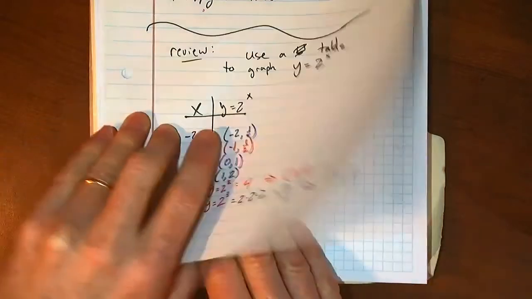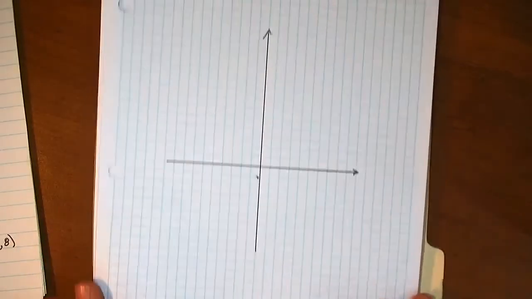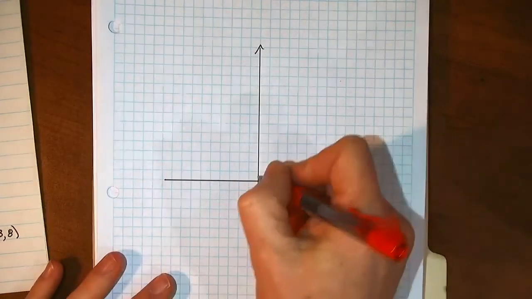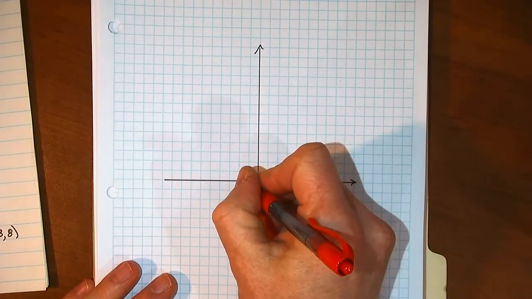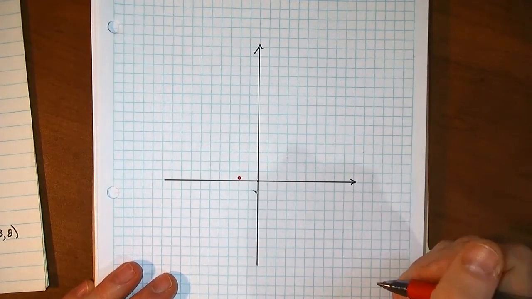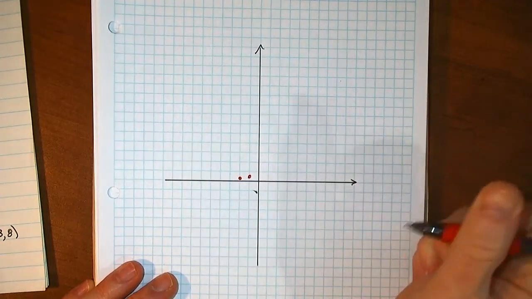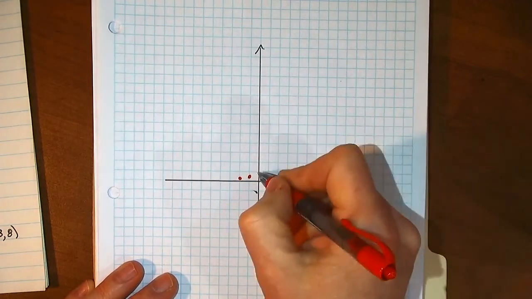So I happen to have a piece of graph paper handy right here. And all I'm going to do is I'm going to plot those points. So I had a point at -2, 1/4. So there's a point there. I had a point at -1, 1/2. I'm just reading these right off my table now at this point. I had a point at 0, 1.